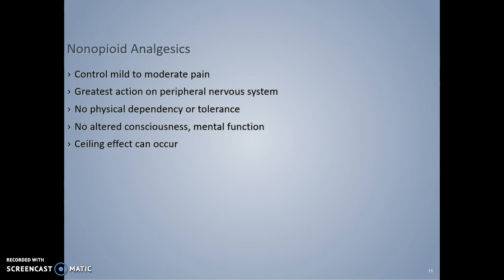Non-opioid analgesics are used to control mild to moderate pain, with greatest actions on the peripheral nervous system, no physical dependency or tolerance, no altered consciousness or mental function when using, and a ceiling effect can occur. So what is a ceiling effect? A ceiling effect is when the side effects increase in occurrence and intensity if the dose is increased without providing increased relief. And you can read about that more in your text.